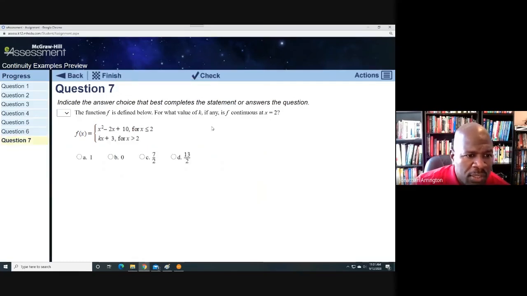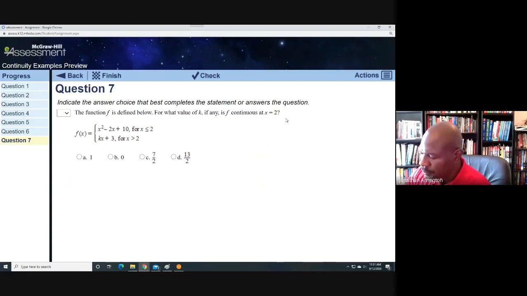So again, there we go. We have this situation. That's 2 again. And so I want to find the value of k where f is continuous at 2. So let me write this out. So x squared minus 2x plus 10, set that equal to kx plus 3, and then just plug in 2 for x and solve for k.